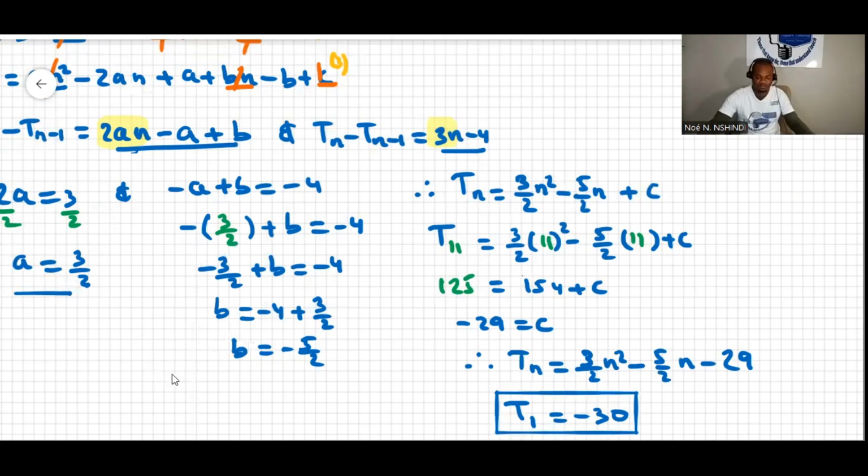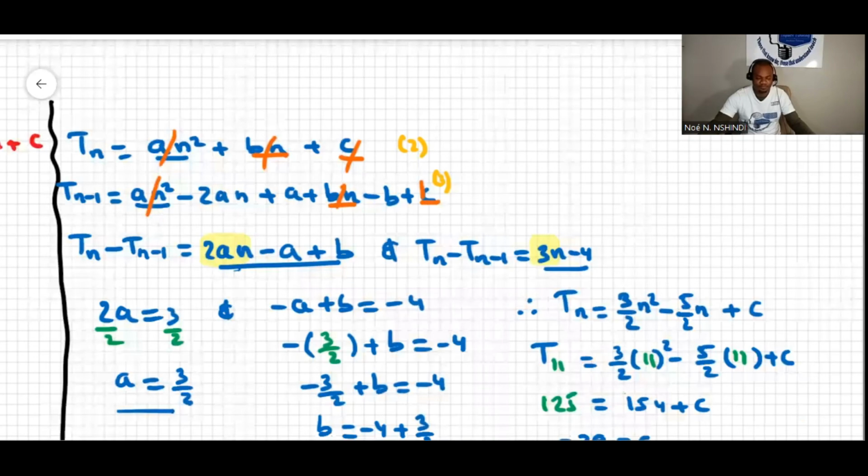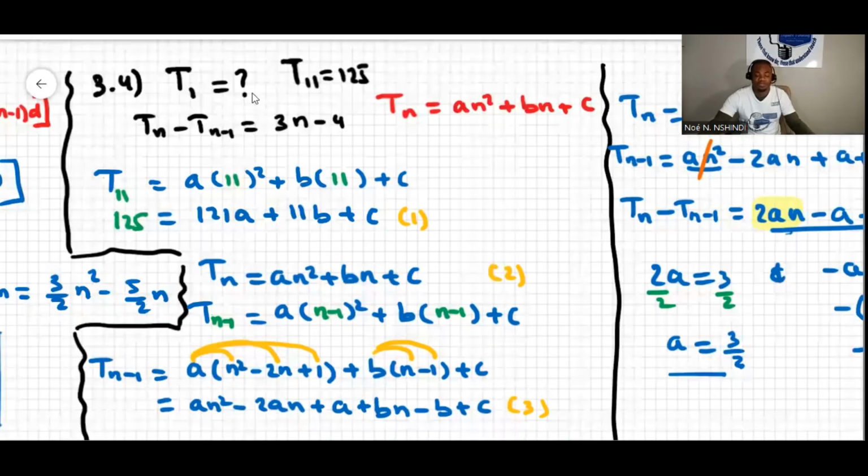Let me go over it a little bit one more time. First of all, we had a question here. Because this said a quadratic sequence, I write my formula for quadratic sequence over here. Now T11 is equal to 125. So if I substitute the value of 11 there, I have this equation here, equation 1. Now Tn is given by this, and then Tn minus 1 is that. So I just expand Tn minus 1, I have equation 3. So this Tn is equation 2, Tn minus 1 is equation 3 here.